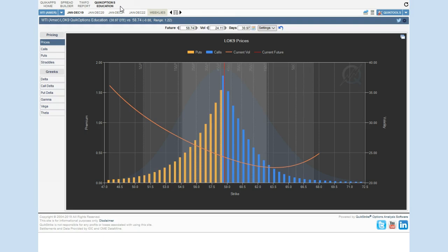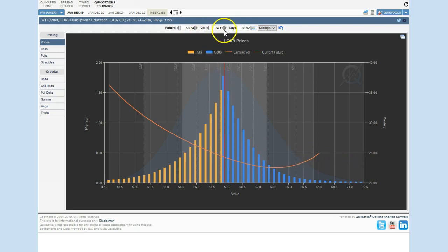So it'll be interesting for us to see all the different changes that occur when we start making changes in the analysis bar. So what is this chart telling us right now? We look at the legend, and we get some immediate idea what we're looking at. The puts are in orange or yellow depending on what your screen is showing you. Calls are in blue. Current volatility and the current future. So here the current future corresponds up here to 58.74. Current volatility over here is going to correspond to 24.11. You'll see if I go across here, it's 24.11.